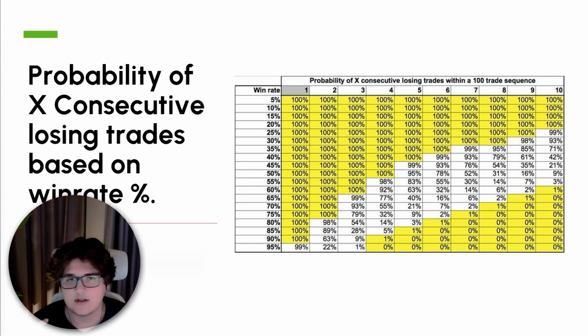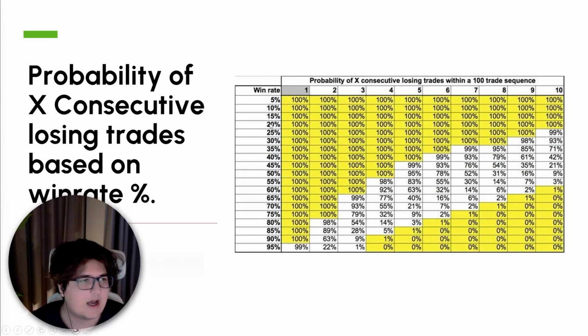The first one is probability of X consecutive losses based on the win rate. So if you had a 50% win rate and you were looking, what is the chance I have 3 losses in a row? We can see that's 100%. So at some point in your trading, over 100 trades, there's a 100% chance you will have 3 losses consecutively with a 50% win rate. Now we could go down and see how this kind of affects it.